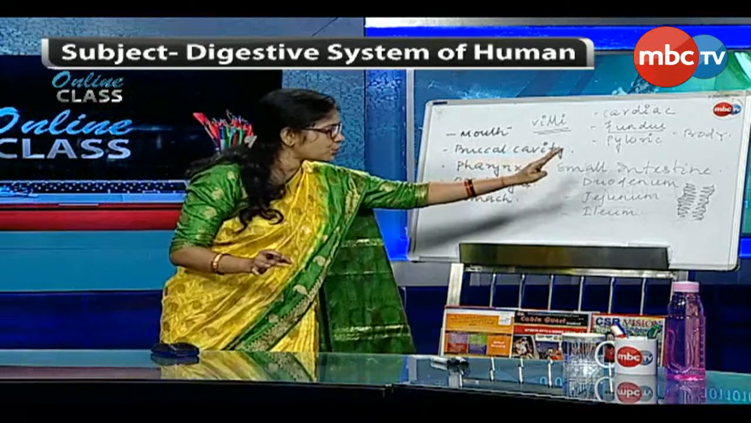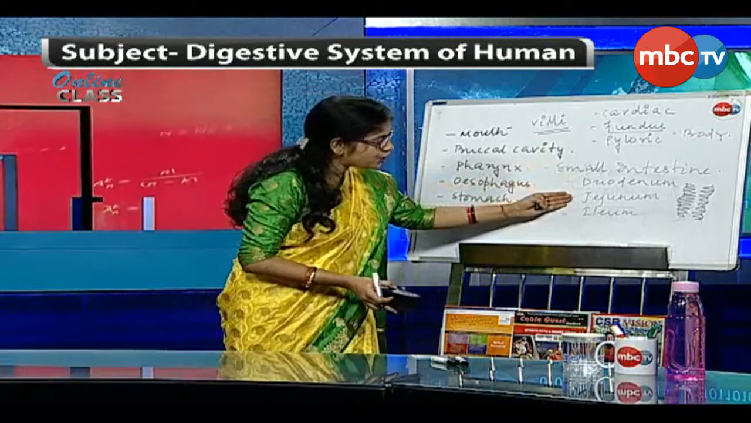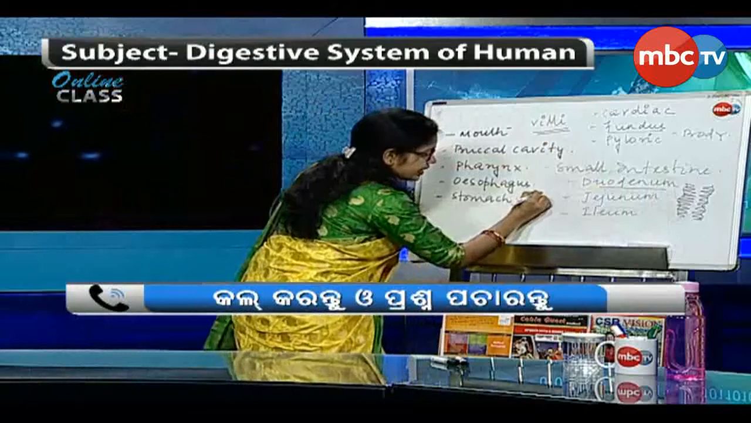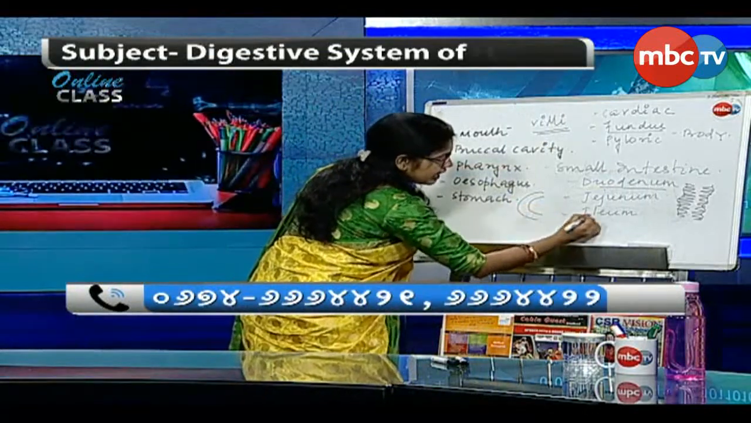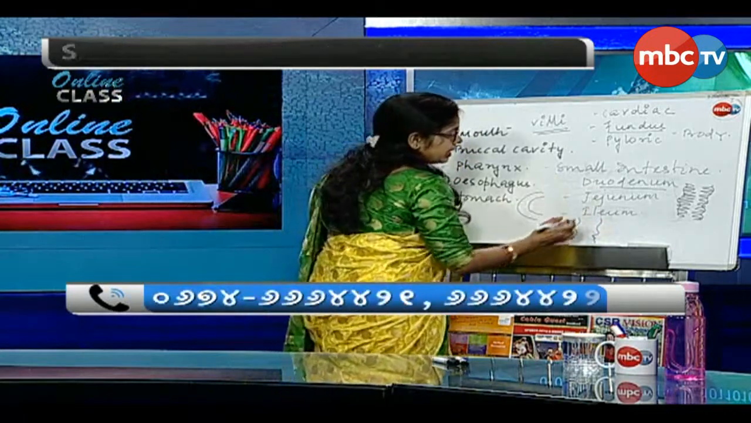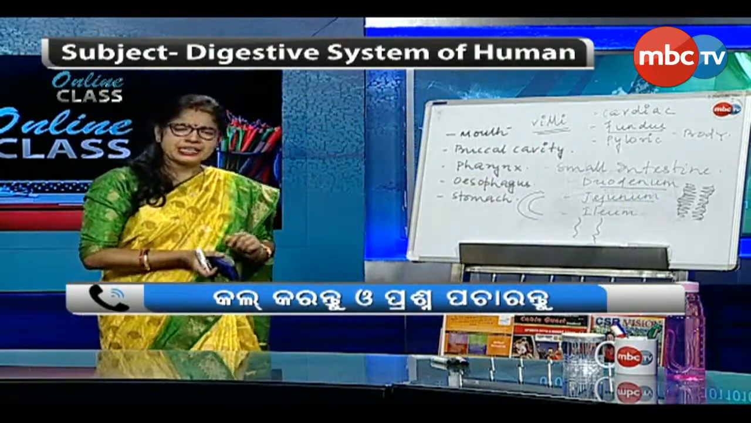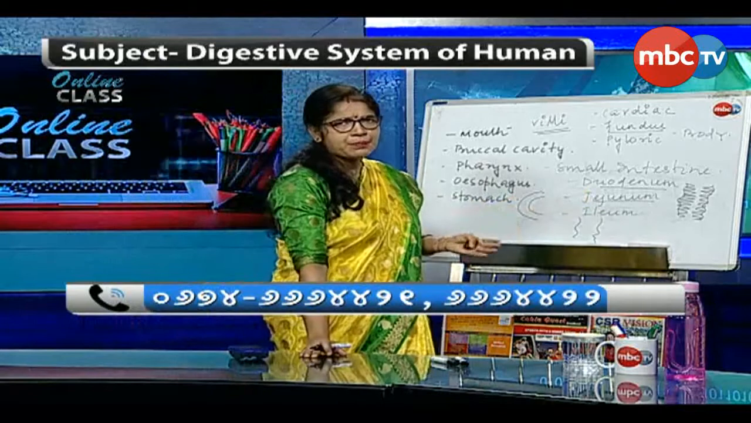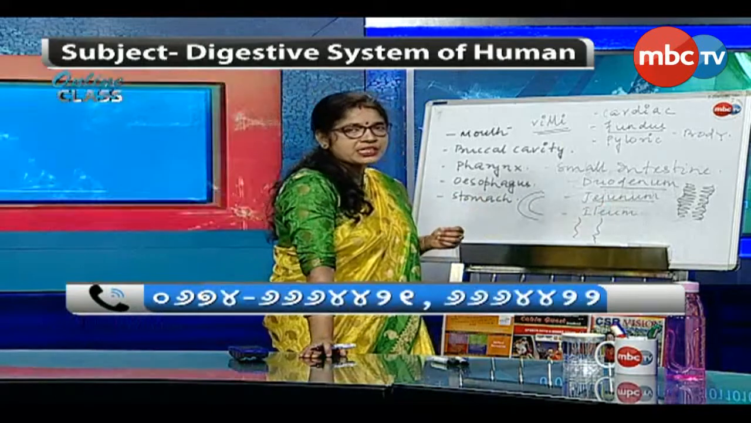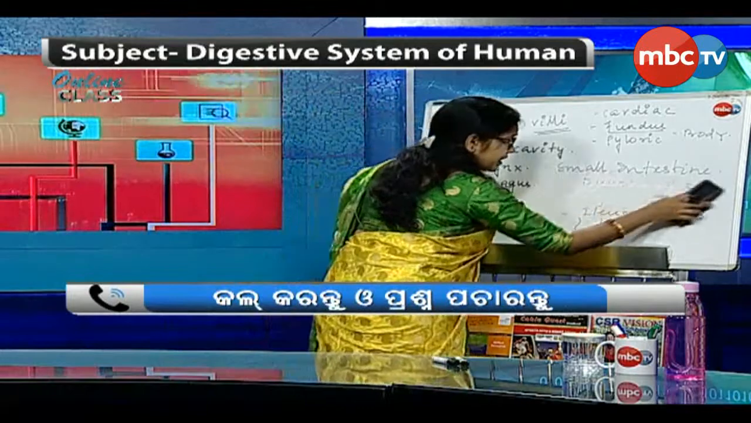So, it is about the small intestine, that is formed by duodenum, jejunum and ileum. If we analyze the structure of duodenum, it is a C-shaped structure, and the ileum is the longest part, and just above the ileum there is the presence of the jejunum. The length of the jejunum is approximately 2.5 meter and the length of the ileum is approximately 3.5 meter. So, it is about the small intestine.